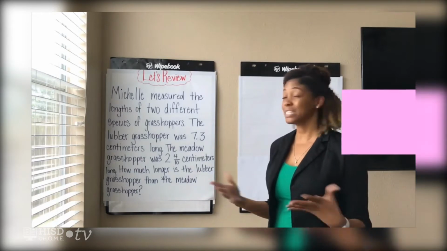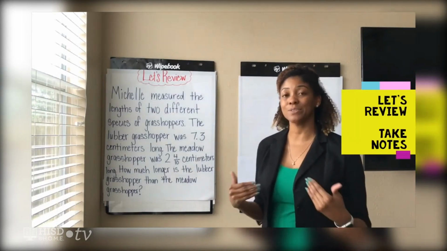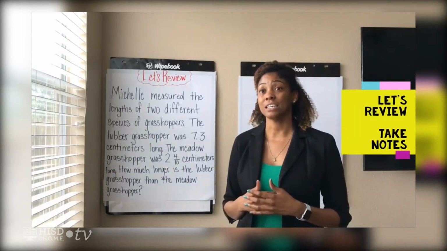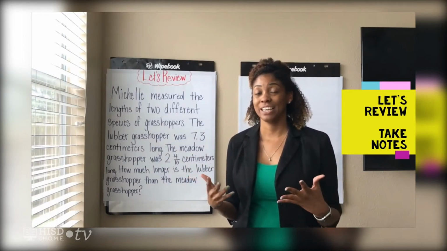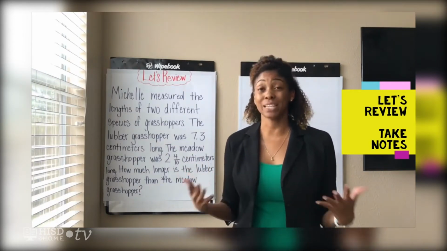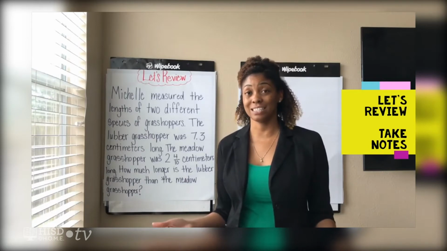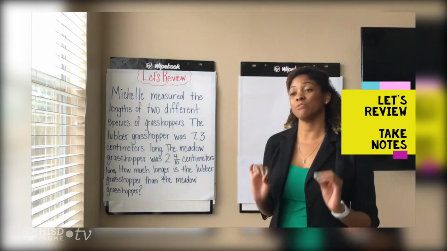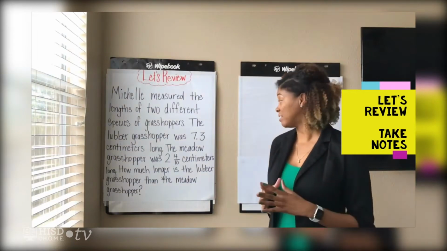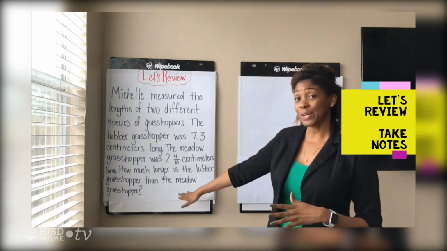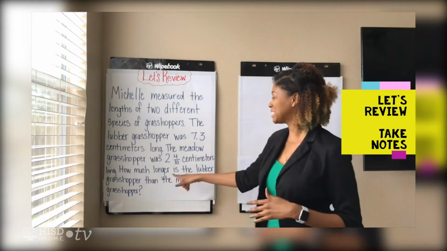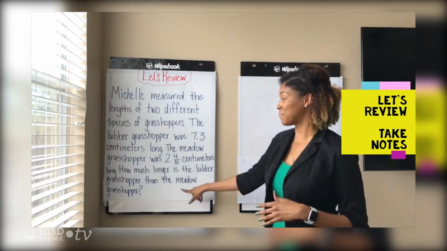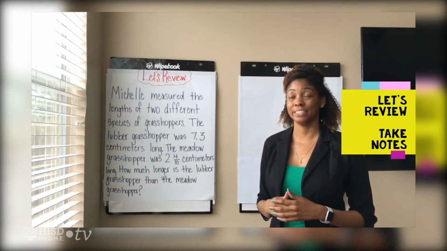So as I read the story, I see two grasshoppers. And not only do I see two grasshoppers, I see that they're two different sizes. But what else do they want us to know? What is the specific information they're wanting us to find out? Let's look at our question. How much longer is the lubber grasshopper than the meadow grasshopper?